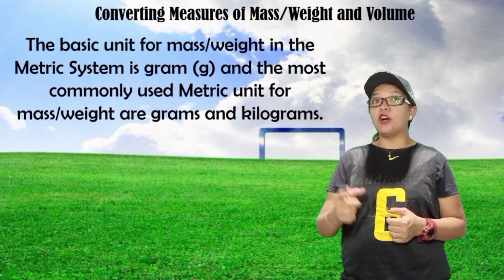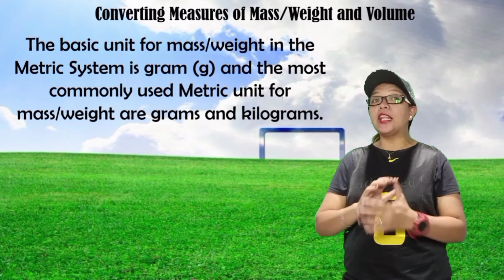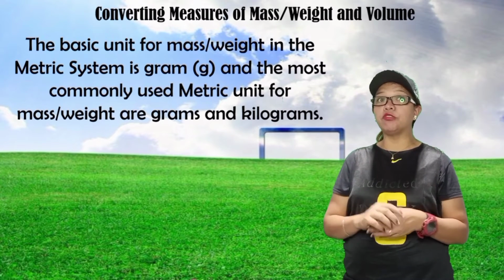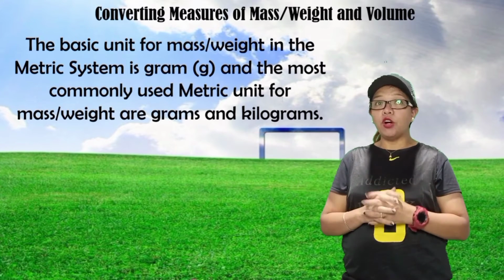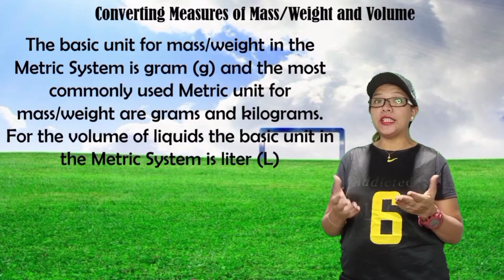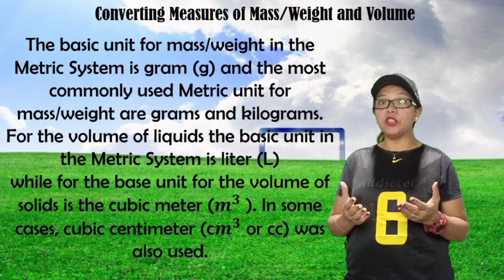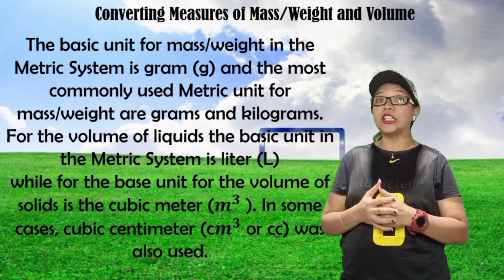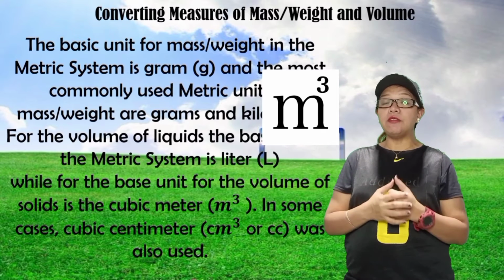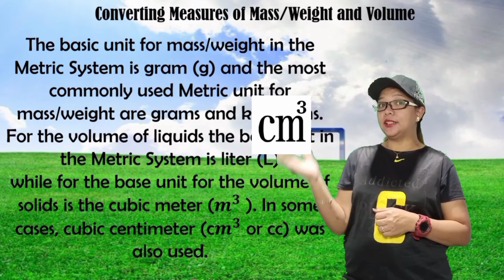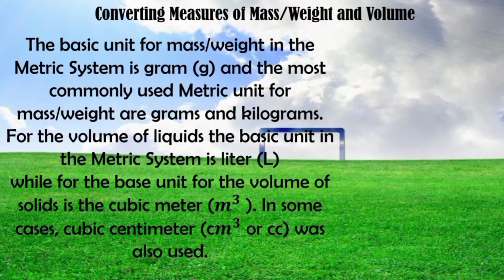The basic unit for mass and weight in the metric system is the gram, and the most commonly used metric units for mass and weight are grams and kilograms. For the volume of liquids, the basic unit in the metric system is the liter, while the base unit for the volume of solids is the cubic meter, or this symbol. In some cases, cubic centimeter or cc was also used.